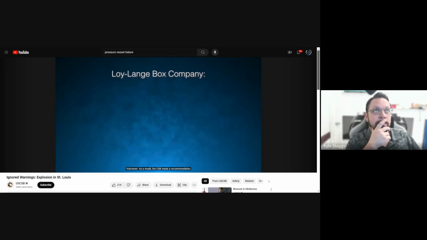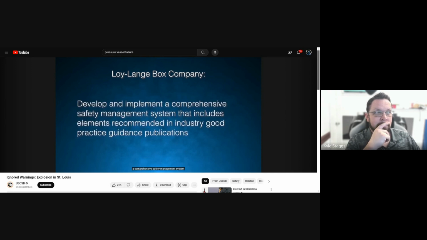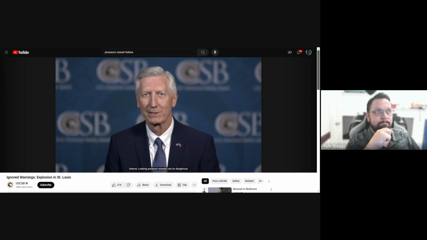As a result, the CSB made a recommendation to the Loy Lang Box Company to develop and implement a comprehensive safety management system that includes elements recommended in industry good practice guidance publications. Leaking pressure vessels can be dangerous and should be thoroughly evaluated to ensure that they are fit to operate. But even before a pressure vessel is compromised, there are many ways for companies to ensure that damage mechanisms, including corrosion, are properly understood and controlled. Doing so can prevent catastrophic incidents before they ever happen. Thank you for watching this CSB safety video.